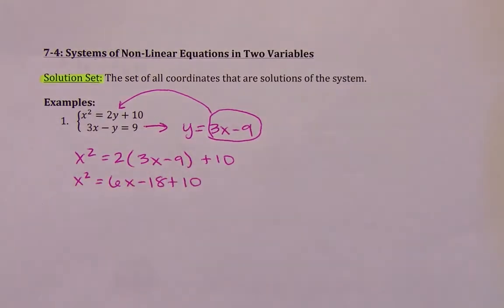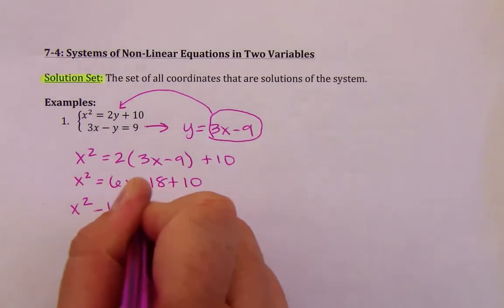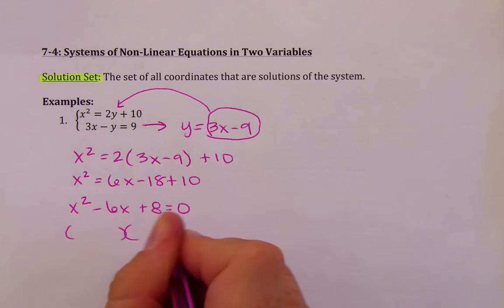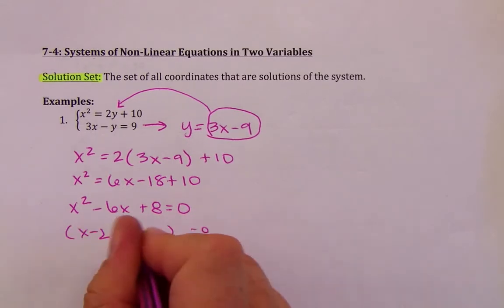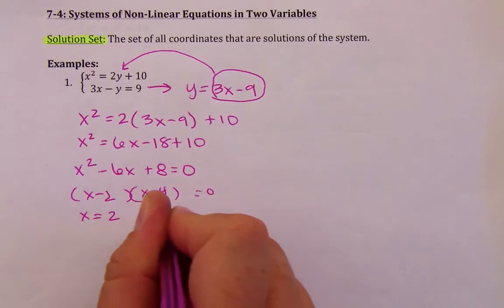Getting everything on one side and combining like terms, I'll have x squared minus 6x plus 8 equals 0. Factoring, I have (x minus 2) and (x minus 4). So I get x is equal to 2 and x is equal to 4.